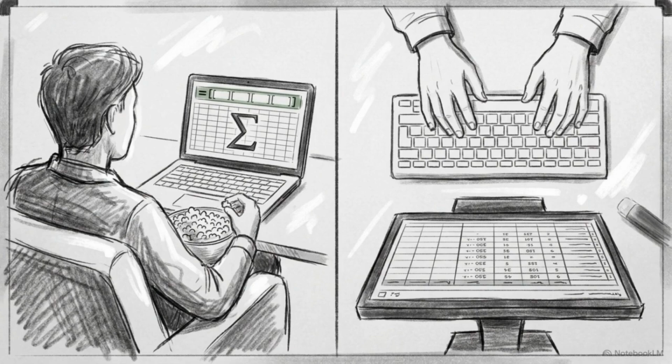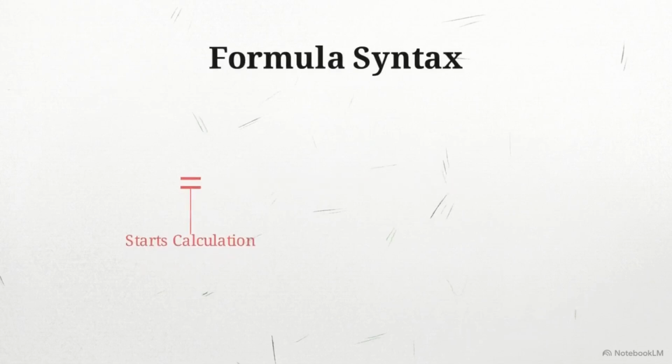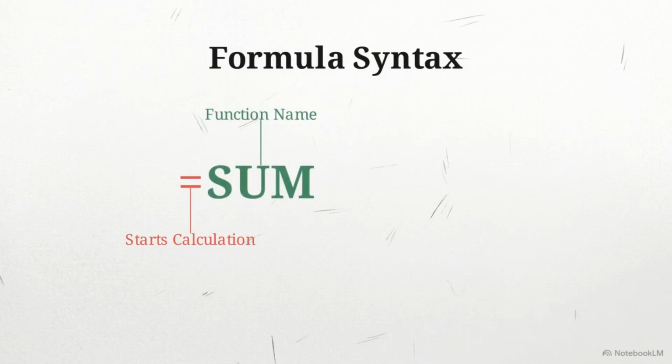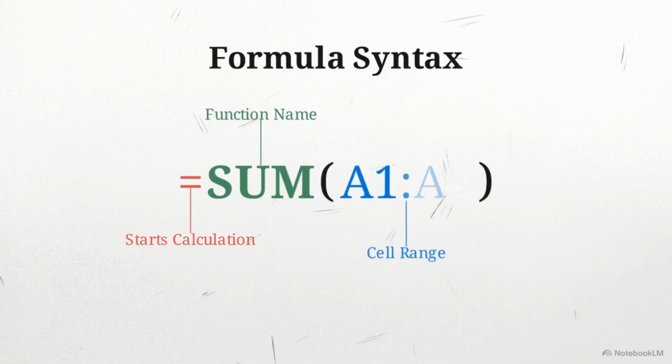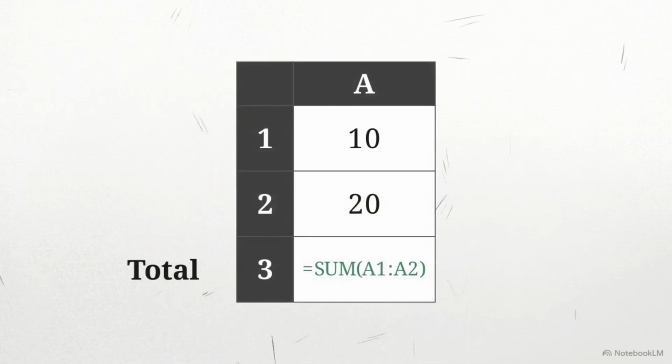these formulas behave. Instead of typing a long chain of manual additions, we use a structure called syntax. Every formula starts with an equal sign. Next, we type the function name, sum, and inside parentheses, we define the range of cells to add. Because we reference the cell locations rather than the raw numbers, Excel will automatically recalculate your final total if any individual values are updated later.